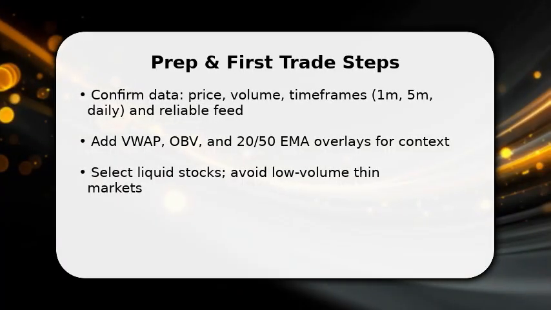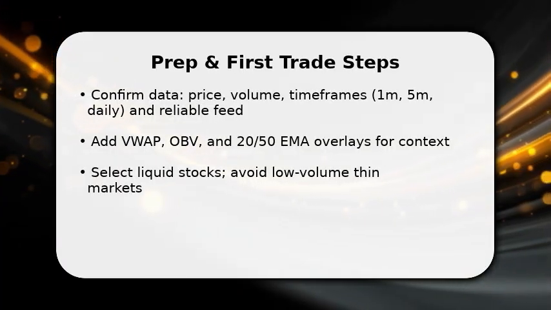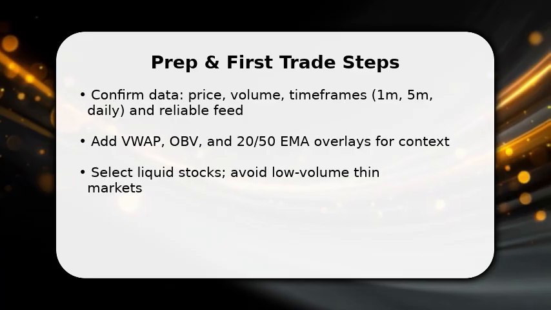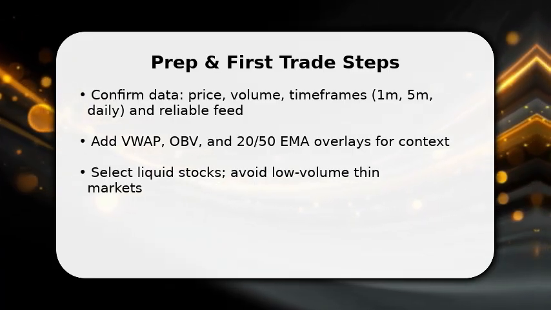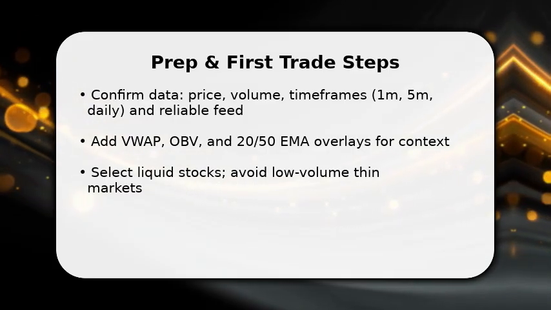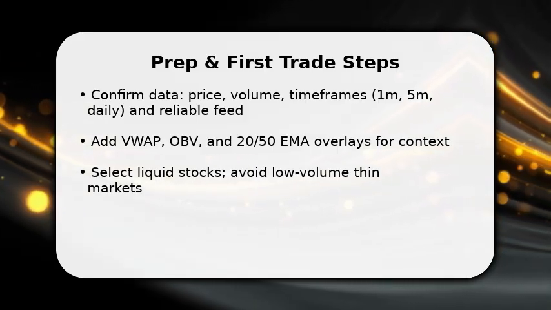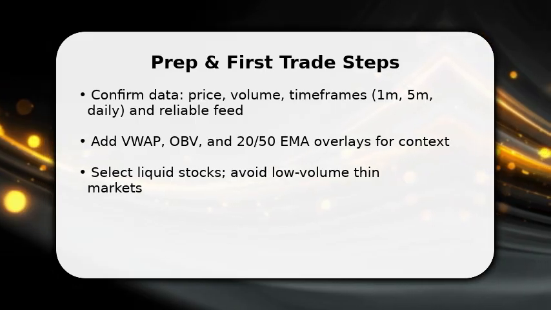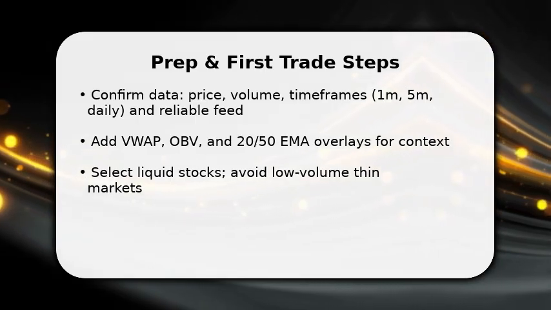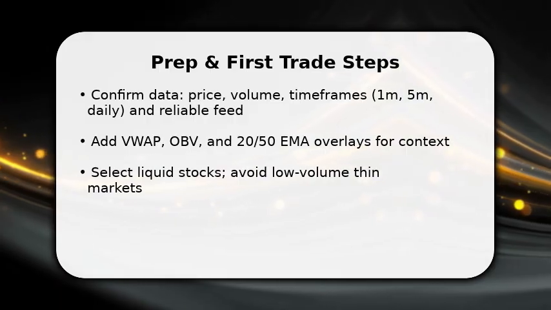You begin by securing clean price and volume data and choosing liquid instruments to avoid noise. Once connected, add VWAP, on-balance volume, and 2 EMAs to the chart so you instantly see price context. Now scan recent bars for volume spikes that coincide with price rejection or breakout. This is your first actionable signal.